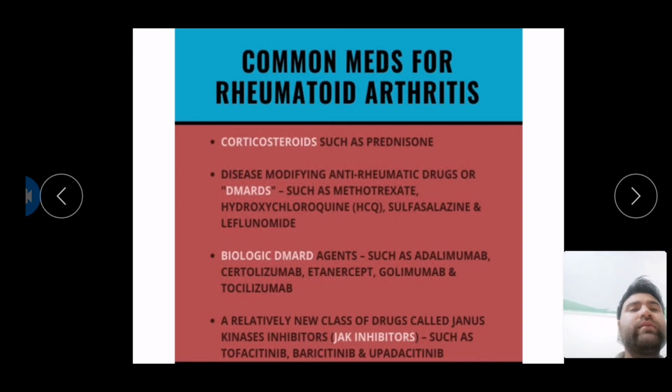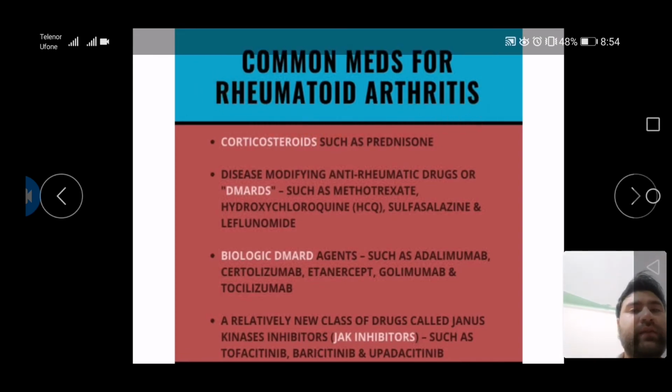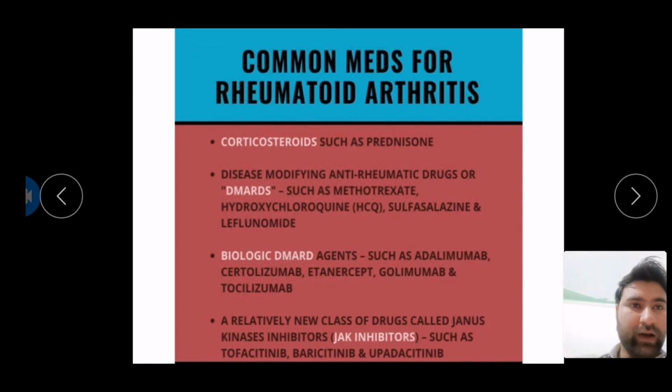What are the medicines that are used for the treatment of rheumatoid arthritis, or simply what is the management of rheumatoid arthritis? We give corticosteroids such as prednisone. Why are these given? Because these suppress the immune system and therefore inflammation is reduced. Disease modifying anti-rheumatic drugs or DMARDs such as methotrexate, hydroxychloroquine, sulfasalazine and leflunomide can also be used. These are also immunosuppressants.